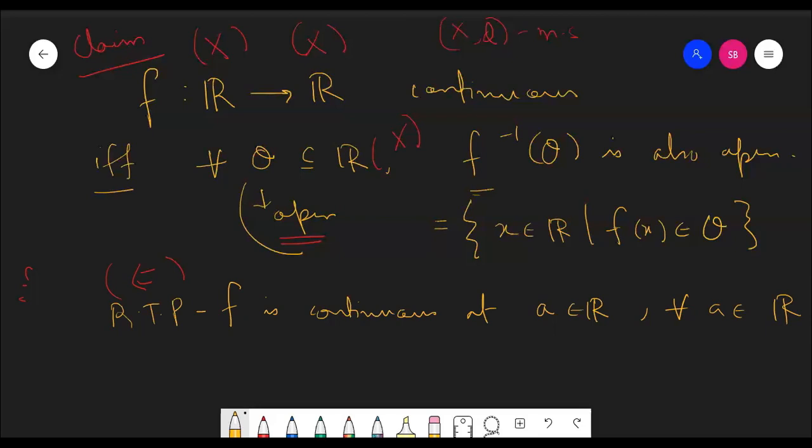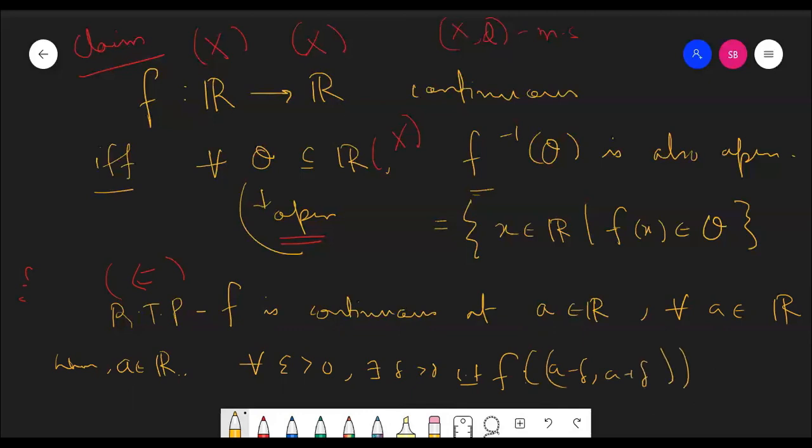So given a in R, we need to show f is continuous at that point. Okay, so what do we mean by continuity? For all epsilon greater than 0, there exists a delta greater than 0 such that if x is in (a minus delta, a plus delta), or we can just write it like this, f of (a minus delta to a plus delta) is a subset of (f of a minus epsilon to f of a plus epsilon).